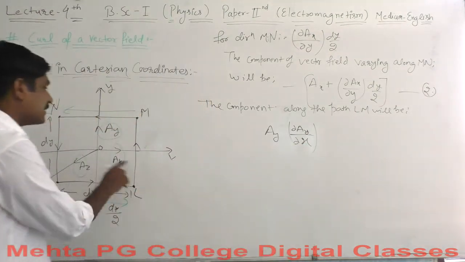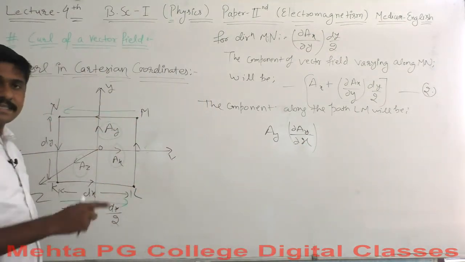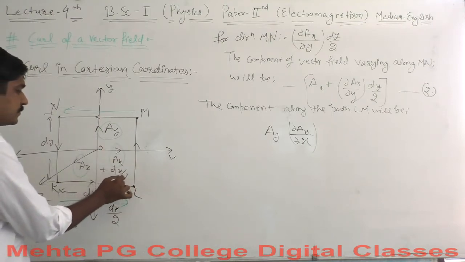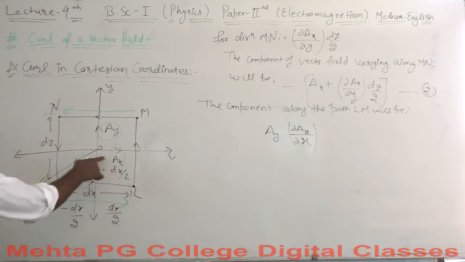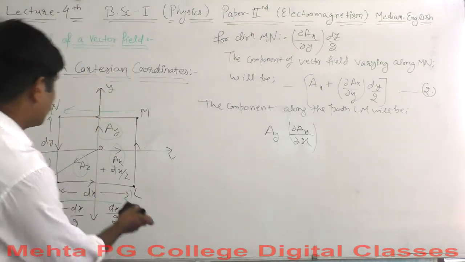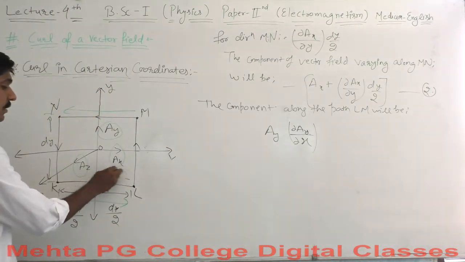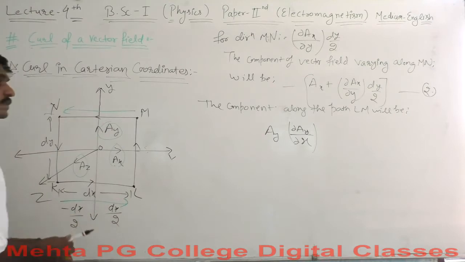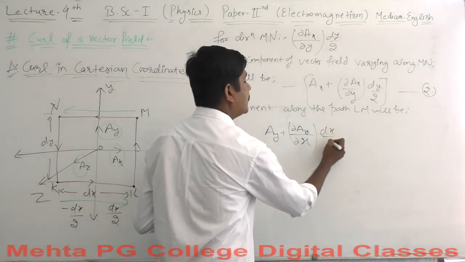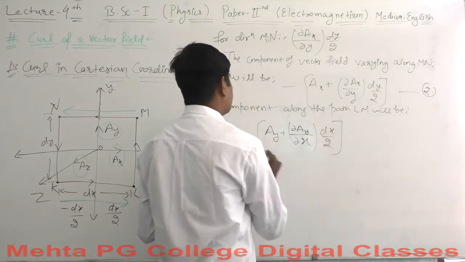What is the distance here? This is the positive x distance. This distance is plus dx by 2. Okay, keep it in mind, this is plus dx by 2 and this is again the minus dx by 2. We have written it here earlier. So the distance is plus dx by 2, so it will be positive sign here and dx over 2.